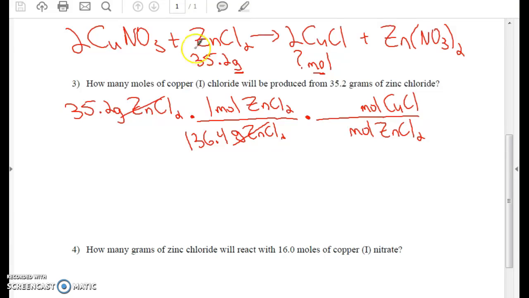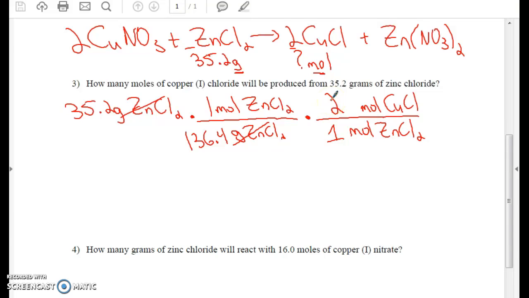So we used the coefficients from the balanced equation. It's 1 mole of zinc chloride will produce 2 moles of copper 1 chloride. Now in the calculator, what you do is 35.2. You basically multiply the stuff on the top, divide by the stuff on the bottom. 35.2 multiplied by 1 doesn't change anything. Then you divide by 136.4, and then you multiply by 2, and you'll end up getting your answer.